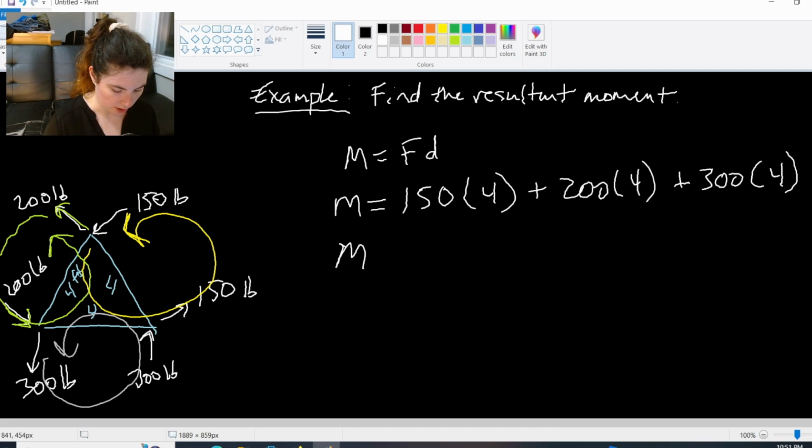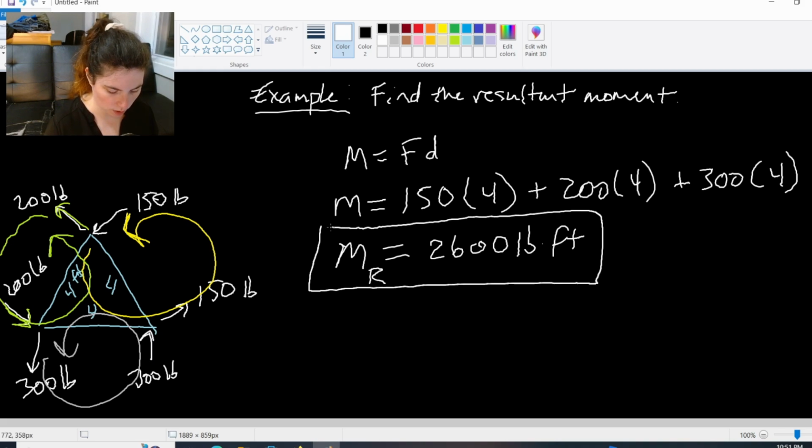So what I end up with is my resultant moment. My resultant moment is just 2,600 pound-feet. And notice again, we weren't taking the moments about any point in particular, because for this definition for couples, it's just force times the perpendicular distance between those two forces that make the couple. Let's look at another example.